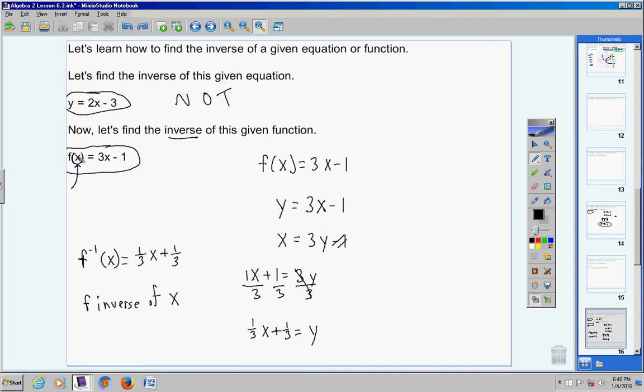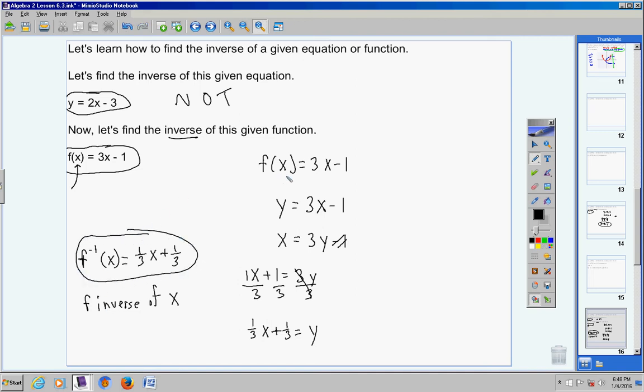Now, if this original problem right here would have been g of x, then your answer down here would be g negative 1, g inverse of x. It all comes down to what your original problem was written as, okay? Here your original problem was written f of x, so your answer must be written f inverse of x. So there's your final answer.